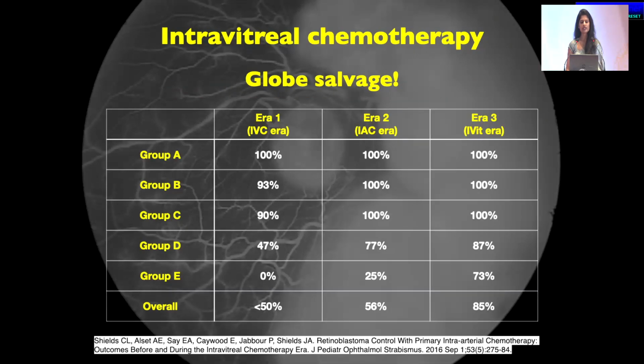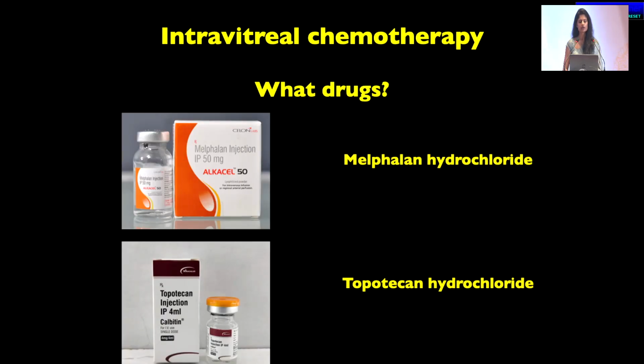Now, if we look at the three eras of globe salvage, that is when we did not have IAC, when we have IAC, and when we have intravitreal chemotherapy, you can see the gross difference between the three eras. In era one, when only intravenous chemotherapy was available, the globe salvage rate was less than 50%. In the IAC era, the globe salvage increased to 56%, but with the addition of intravitreal chemotherapy, currently the globe salvage for intraocular retinoblastoma is 85%, including 87% of group D eyes and 73% of group E eyes. Now, the drugs that are commonly used are melphalan and topotecan.